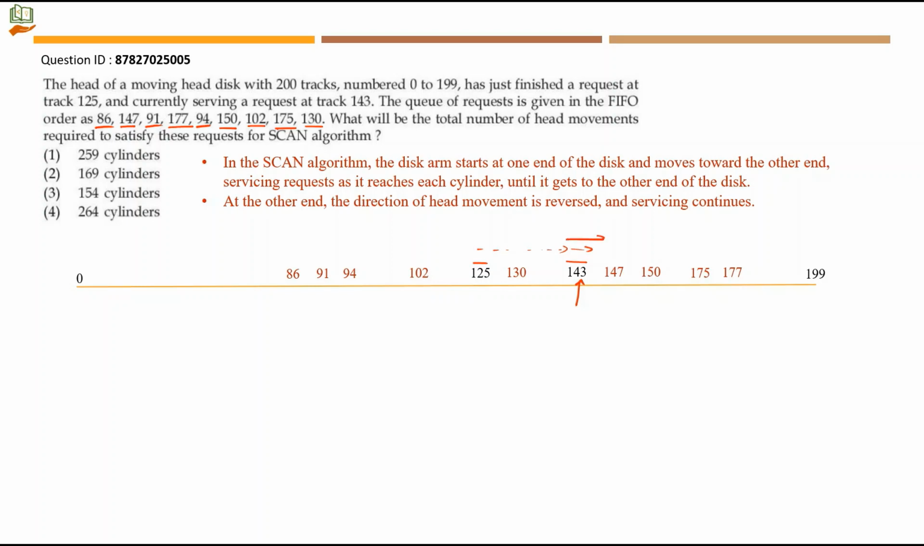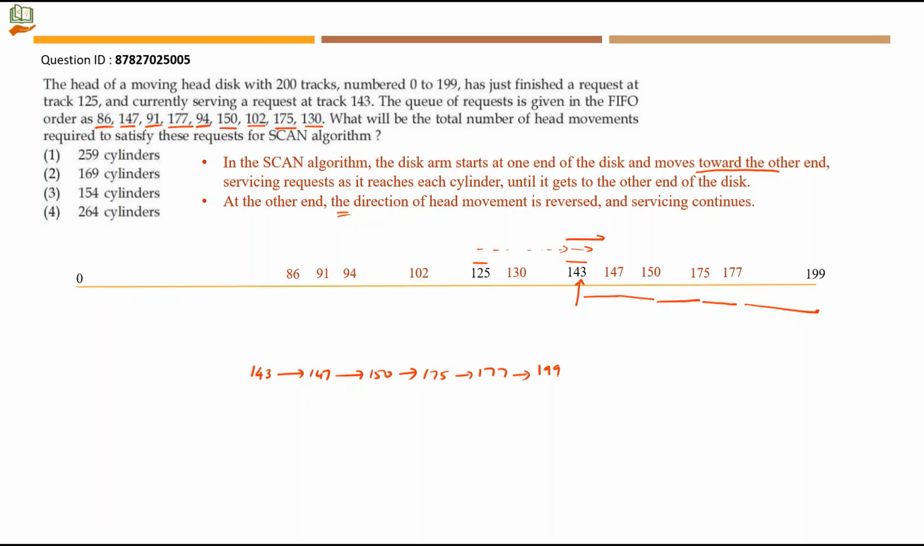The movement is towards this direction. So after 143 it will move to 147. After 147 it will move to 150. After 150 it will move to 175, and after 175 it will move to 177. Regarding the SCAN algorithm, it will reach the other end, which means from 177 it will travel to 199. So we have to count this movement also. From 199 we have to take the second point. The direction of head movement is reversed and servicing continues.